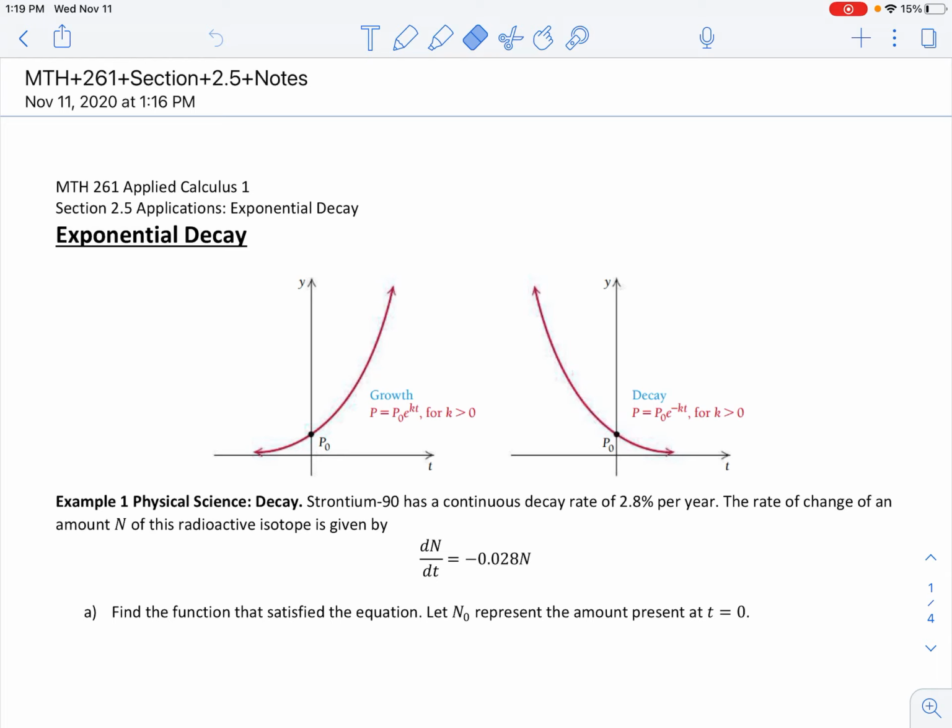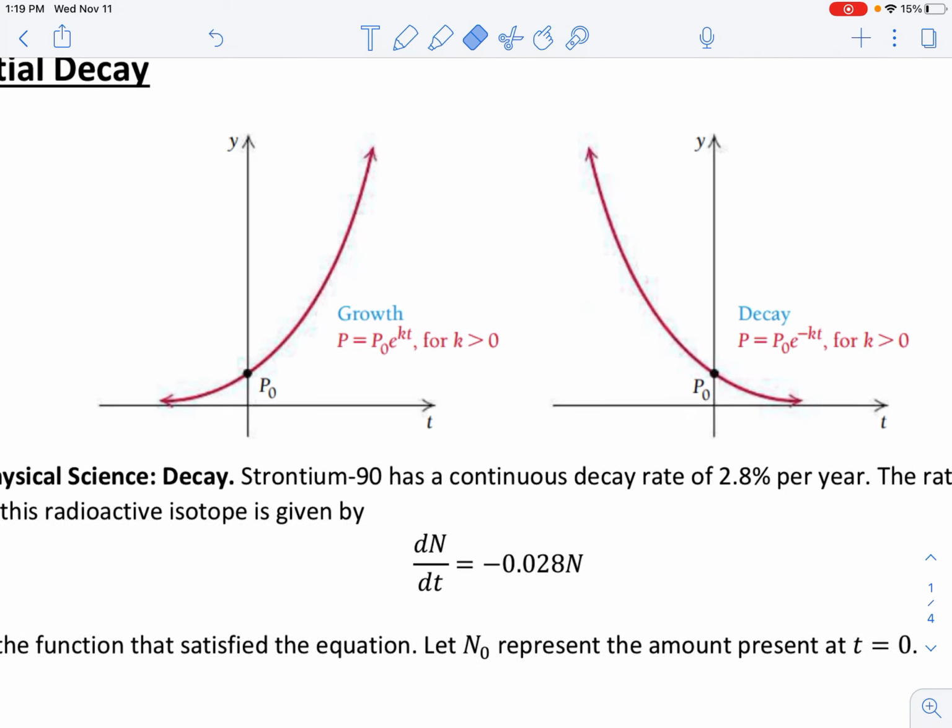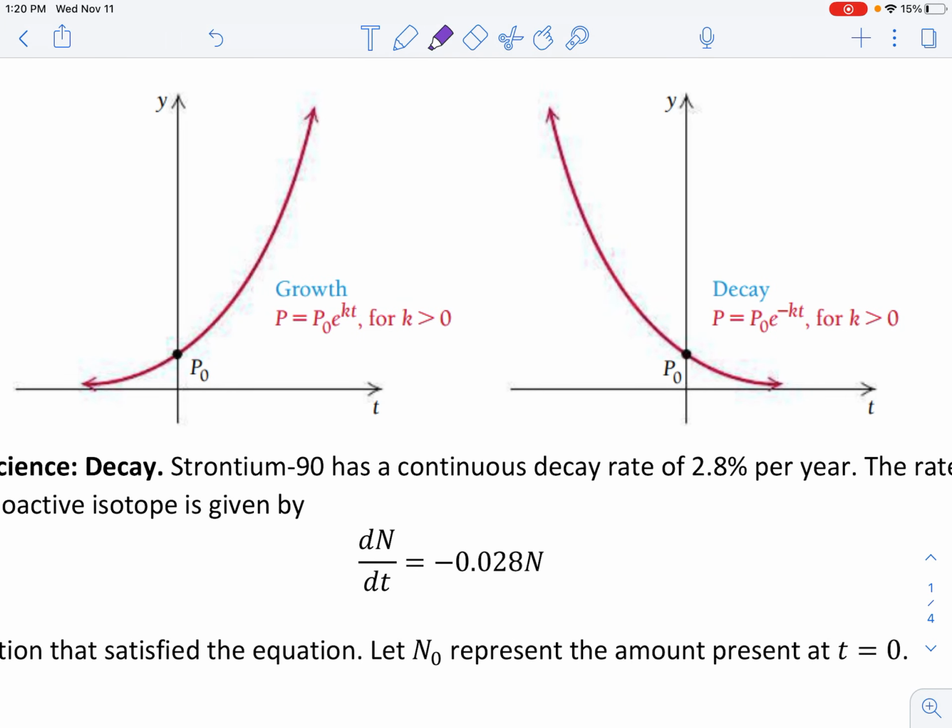So here's 2.5. In this section, we're looking at application questions involving exponential decay. In section 2.4, we looked at investment, how our money grew, or how a painting's value went to like $1 billion. We were looking at examples of growing functions, where the value was increasing. But now in this section, we're going to look at functions that are decreasing. Nothing much different.